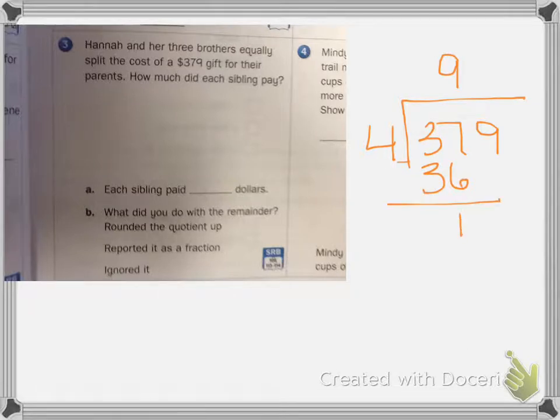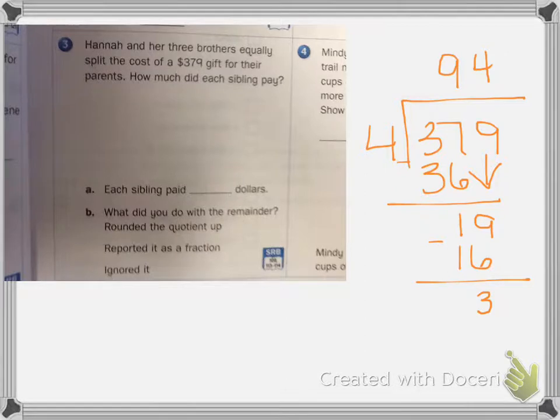Subtract. Bring down the 9. 4 goes into 19 4 times. 4 times 4 is 16. We subtract. That's a 3. We have nothing else to bring down, so that's our remainder. So we know that each sibling paid $94, and then we have $3 left over.